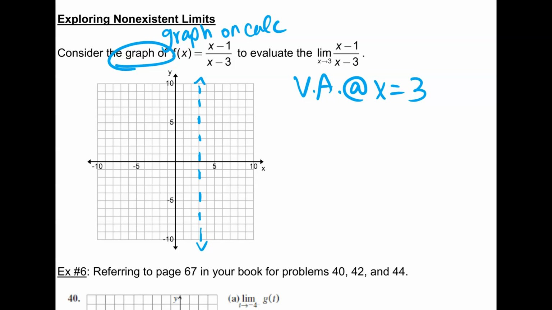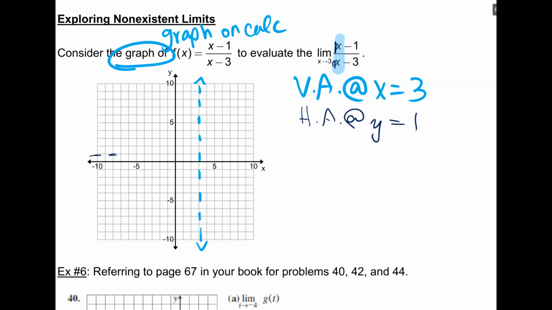The leading term test says we're looking at the term with the highest exponent on top, and I'm comparing it to the term with the highest exponent on bottom. Both have an exponent of 1. If you have a higher exponent on bottom than top, it's 0. If you have a higher exponent on top than bottom, there's no horizontal asymptote; you'll have an oblique asymptote. And if you have the same exponent on top and bottom, it's the ratio of the coefficients, the number in front of x. 1 over 1. Our horizontal asymptote is at y equals 1.